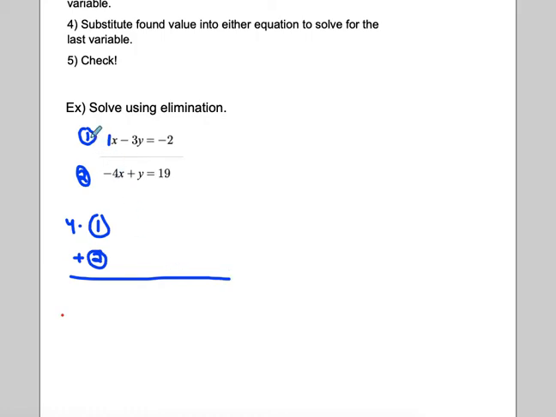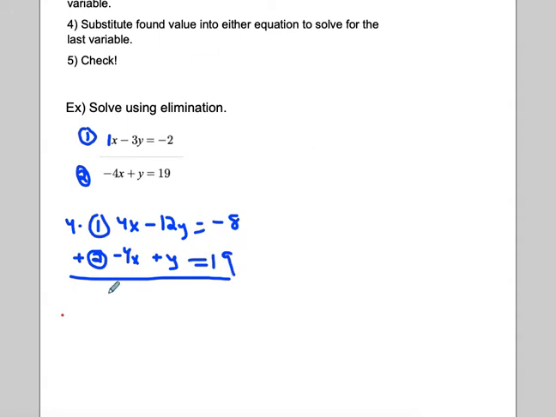So step 1 is we're going to multiply everything in equation 1 by 4. So 1x times 4 is a 4x. Negative 3y times 4 is a minus 12y. And a negative 2 times 4, don't forget to do the right side, what you do to one side you have to do to the other, is a negative 8. Now, equation 2, we didn't have to multiply anything, because multiplying just the first one by 4 is going to be enough to cancel these out. So equation 2 we didn't touch, it's going to stay the same, so I'm just going to recopy it.